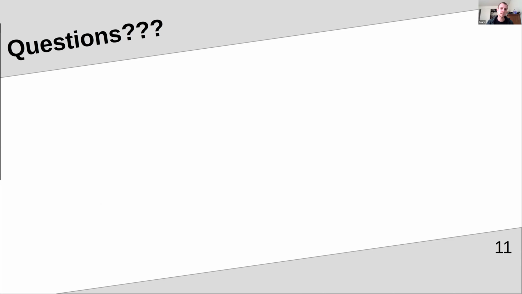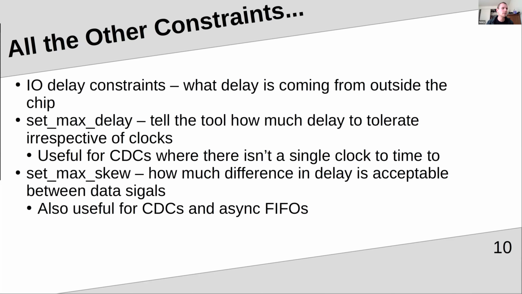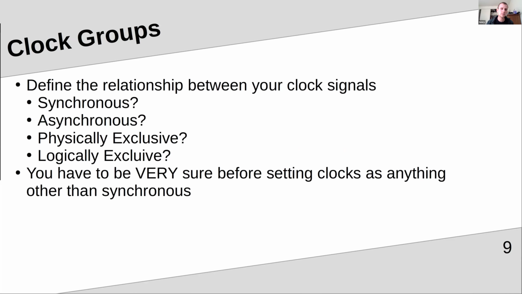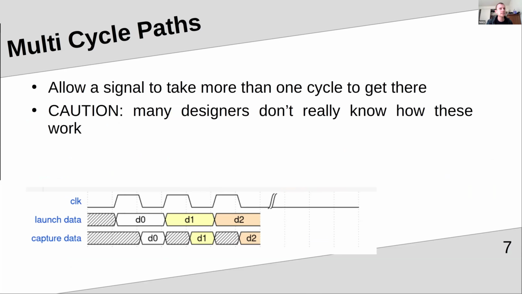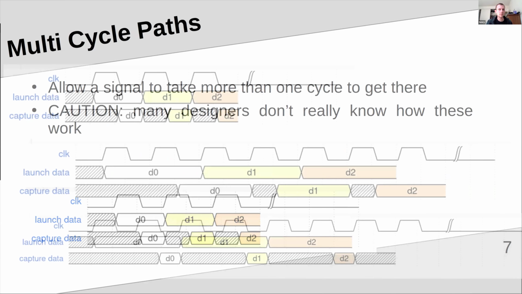Okay, sure. So let me go back to the multi-cycle path thing. So the question is, how do we know which of these approaches we should be taking with multi-cycle paths? Generally speaking, you're always going to want the bottom approach.